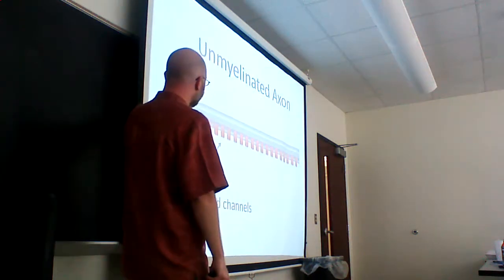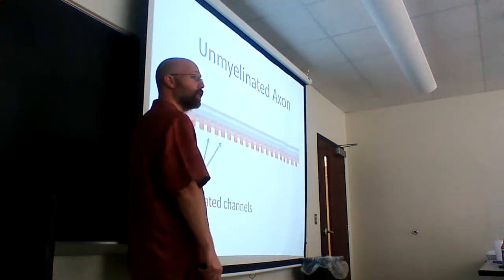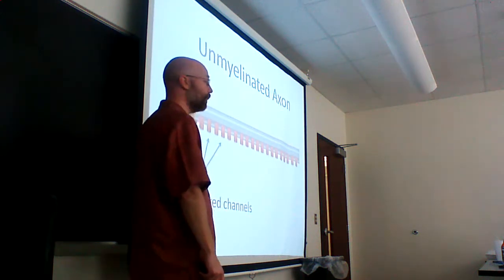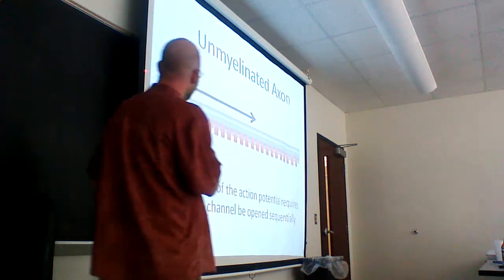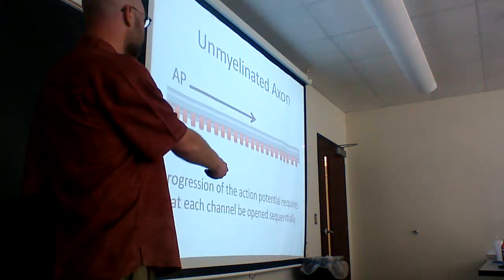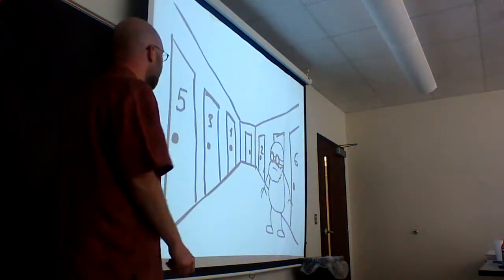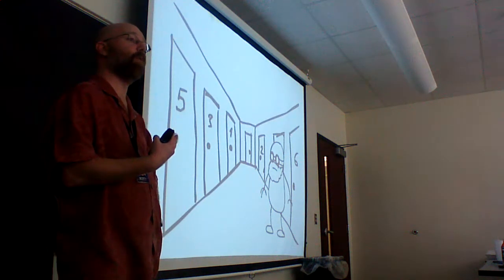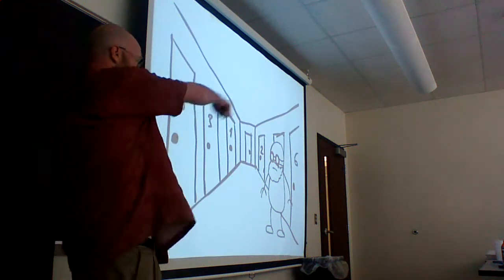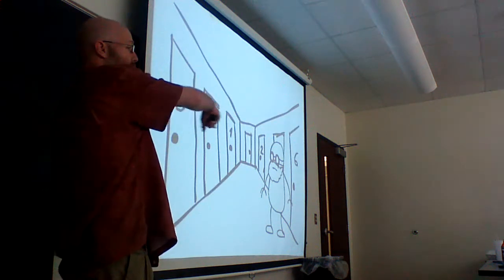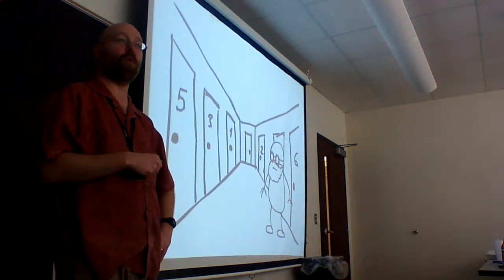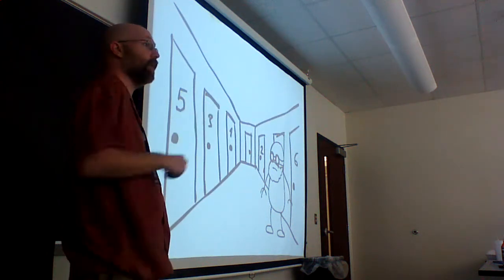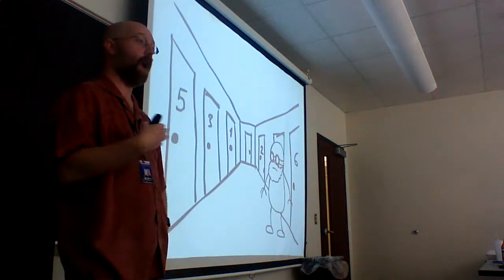So this works, but it's not terribly efficient, and it's not all that fast. But eventually the action potential gets all the way down the end, right? It's like, and I stole this metaphor from Parsons, it's like running down this hallway out here and stopping to open every single door along the way. It doesn't take long to open a door, but if you add it up all the way down the hall, then it adds up.